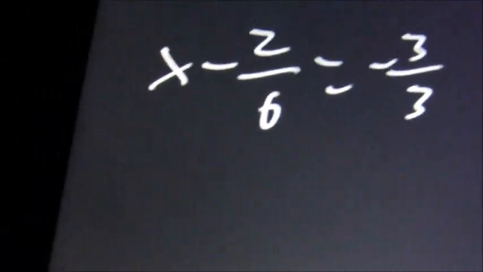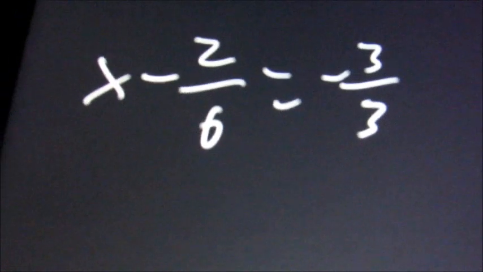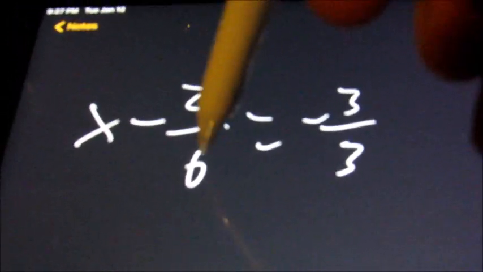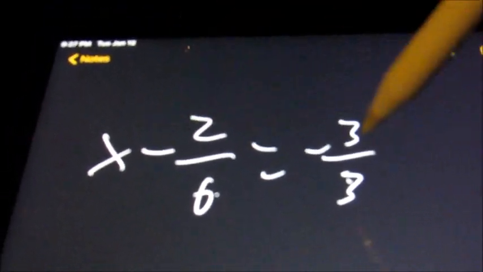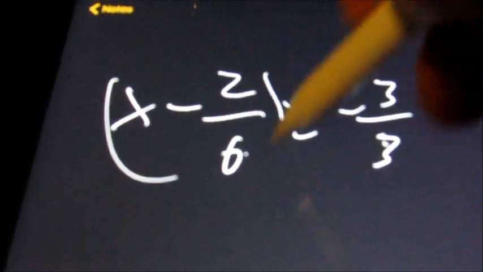Okay, next, let's say we have x minus 2 over 6 equals negative 3 over 3. And I don't know why they have ones like this where it's negative 3 over 3, which is just 1. But what we want to do is get rid of all of our fractions. So we have a 6 here and a 3 here. So we're going to multiply everything by the least common multiple, which is 6. And we're going to multiply everything by that.